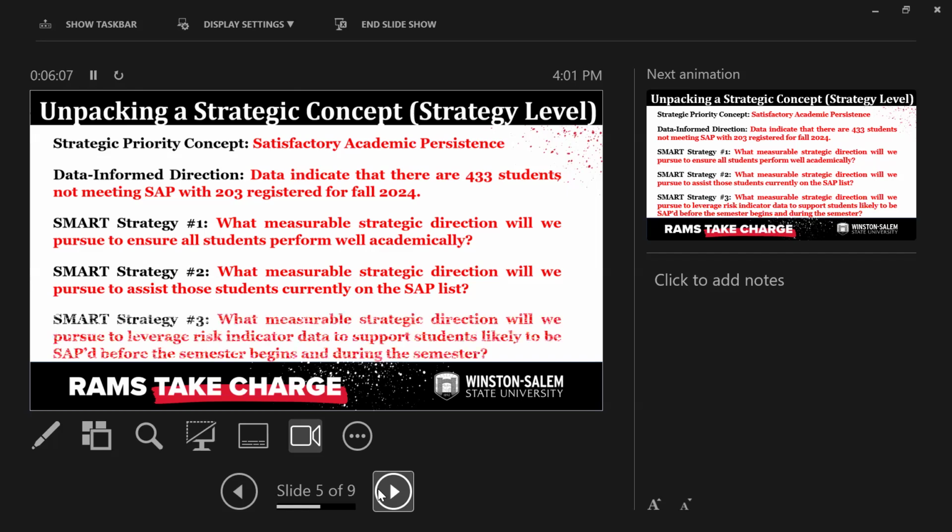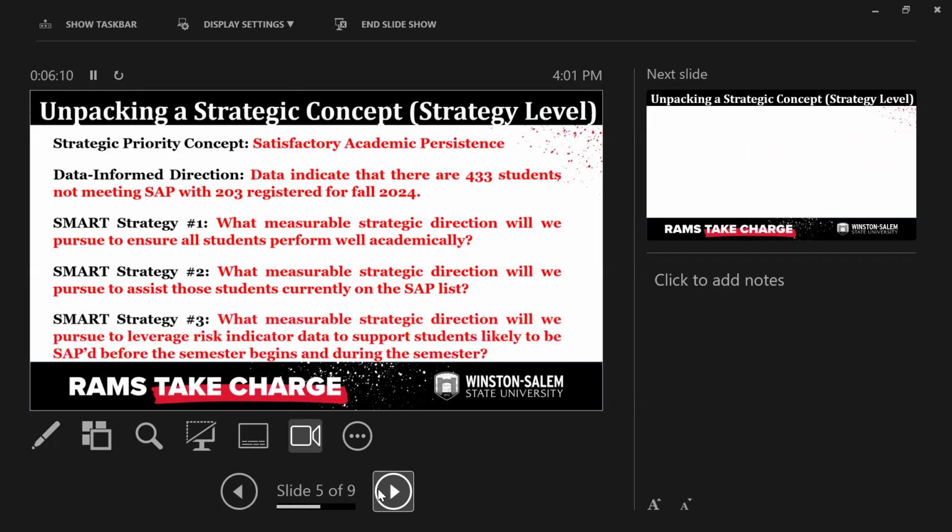Another SMART strategy might focus on what can we do to leverage risk indicator data up front to identify and support those students before the semester begins who are more than likely to be SAPped based on their academic history. And what can we do at the beginning of the semester and at the early part of the semester to ensure that we're mitigating those students from becoming SAPped? So those could be three separate strategies, all helping us address the concept of satisfactory academic persistence. This is an example. Let me give you another example.